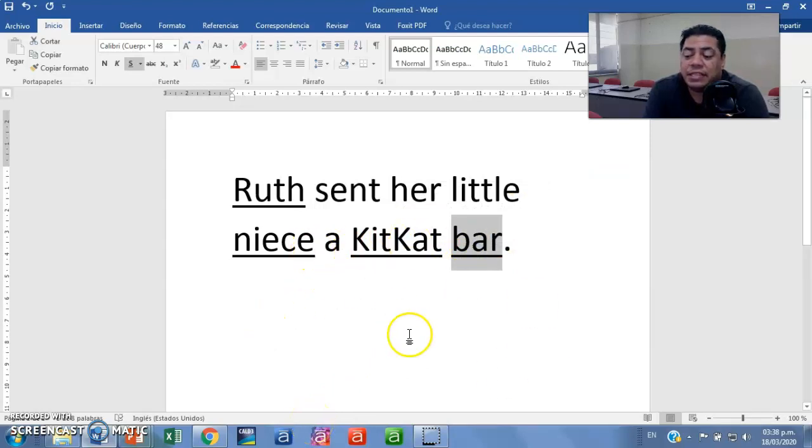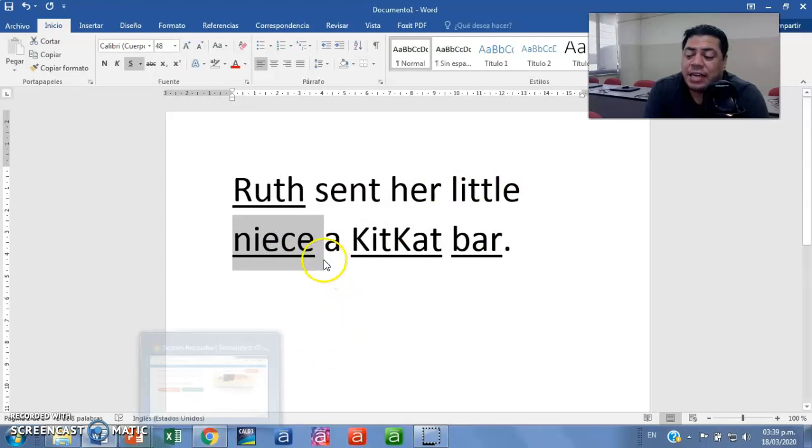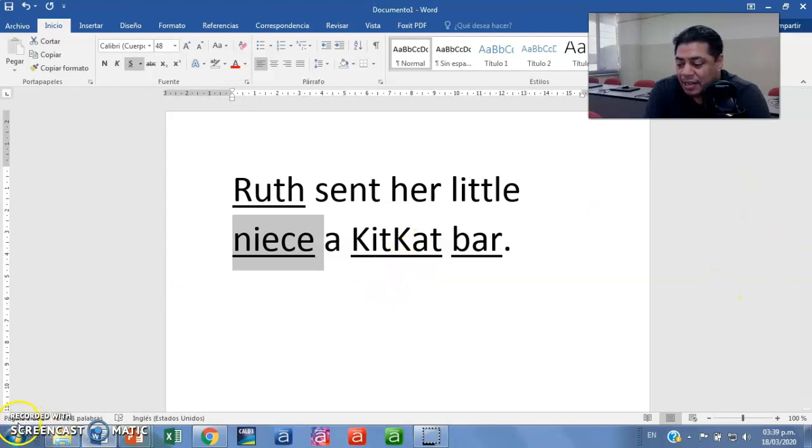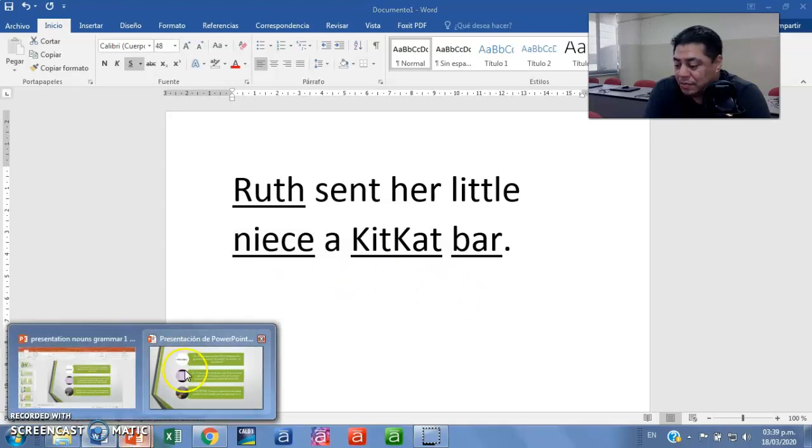And then what is niece? Niece is the indirect object. Let's test it. Ruth sent a Kit Kat bar. To whom did she send the bar? To her little niece. So the word niece is the indirect object. Well, that's the case of indirect objects. Now, let's go back to the presentation.